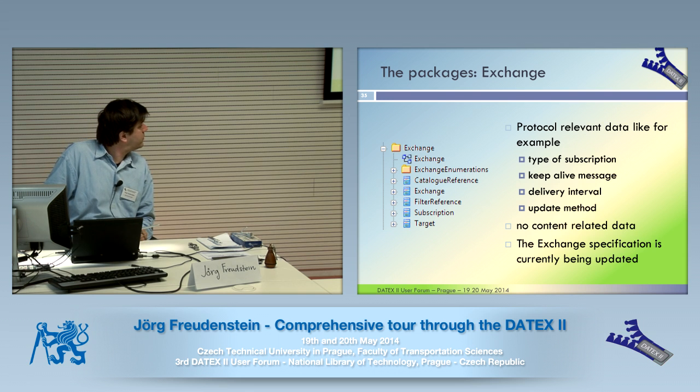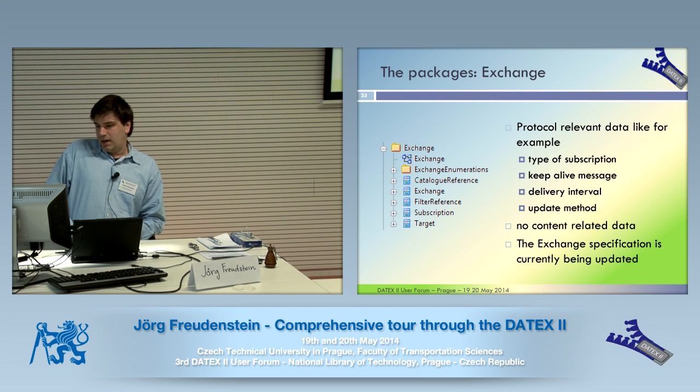Okay, what do we have in the first package, in the Exchange package? In the Exchange package, there is protocol relevant information. So we have the type of subscription, some keep alive message, some delivery interval, some update method, and in fact there is no content related data, no traffic related data in it.